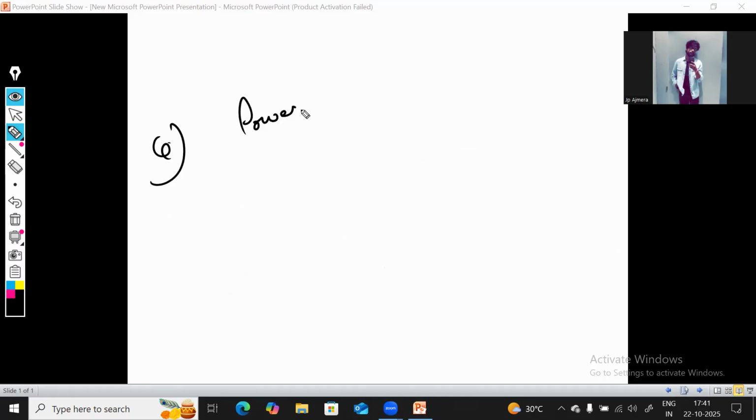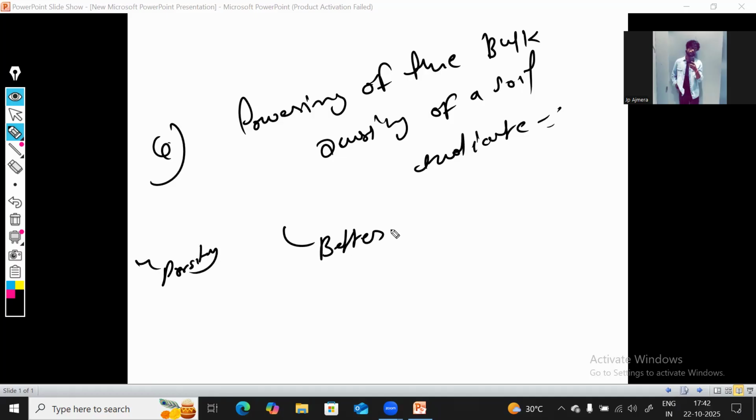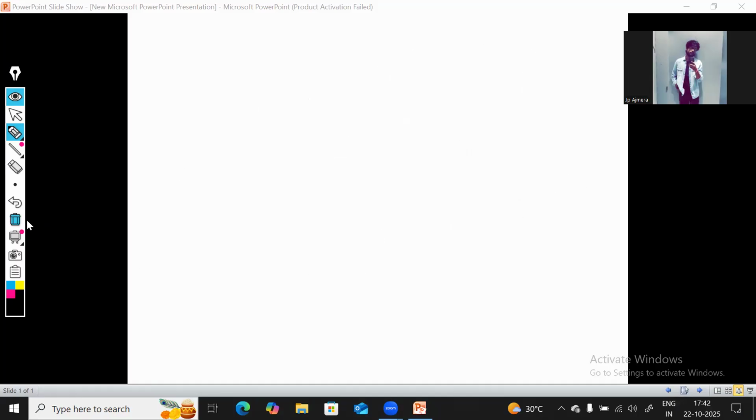Lowering of the bulk density of a soil indicates... The answer would be better physical condition. We know the concept: porosity is better for crop production or farming land. So a better physical condition happens when the bulk density is low. So that is the answer. Good. It's pretty simple, there is no rocket science to explain these questions. We already know that.